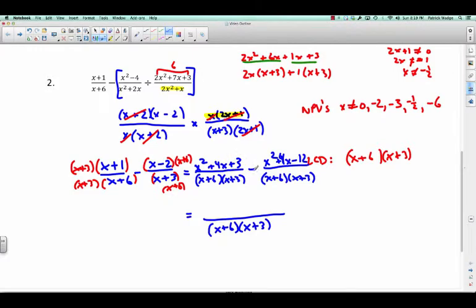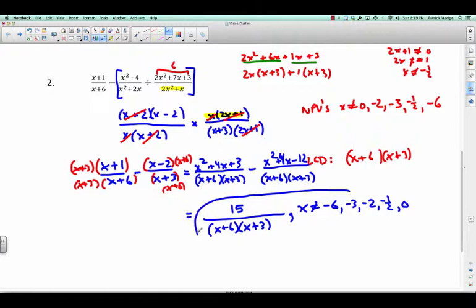And positive 3, take away negative 12. That's the same as positive 3 plus 12, so it just equals 15. Obviously you can't factor that, so you're done. Write down your MPVs. X cannot equal, let's put them in order, negative 6, negative 3, negative 2, negative 1/2, and 0. And we have finished the second question.